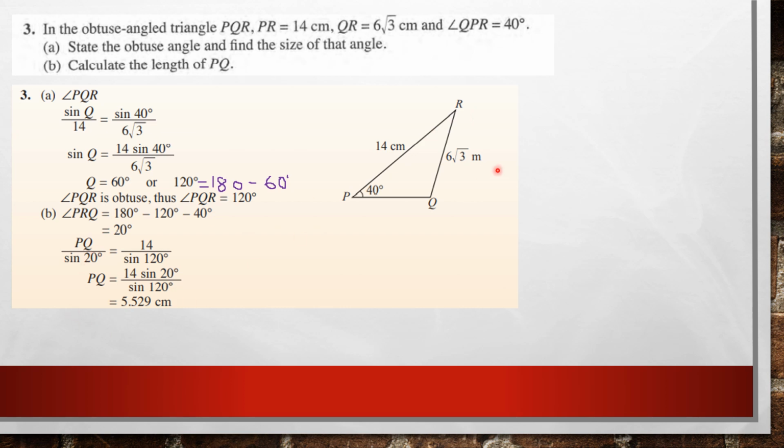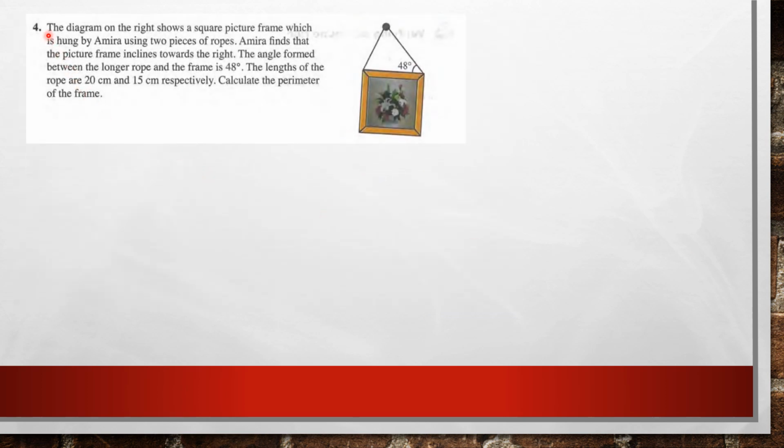So we can use the sine rule: PQ over sine 20, and you can use 14 over sine 120, or you can use another pair, 6 square root 3 over sine 40. So here we use 14 over sine 120. So we solve, we get the length of PQ is 5.529. Next, we look at question number 4.